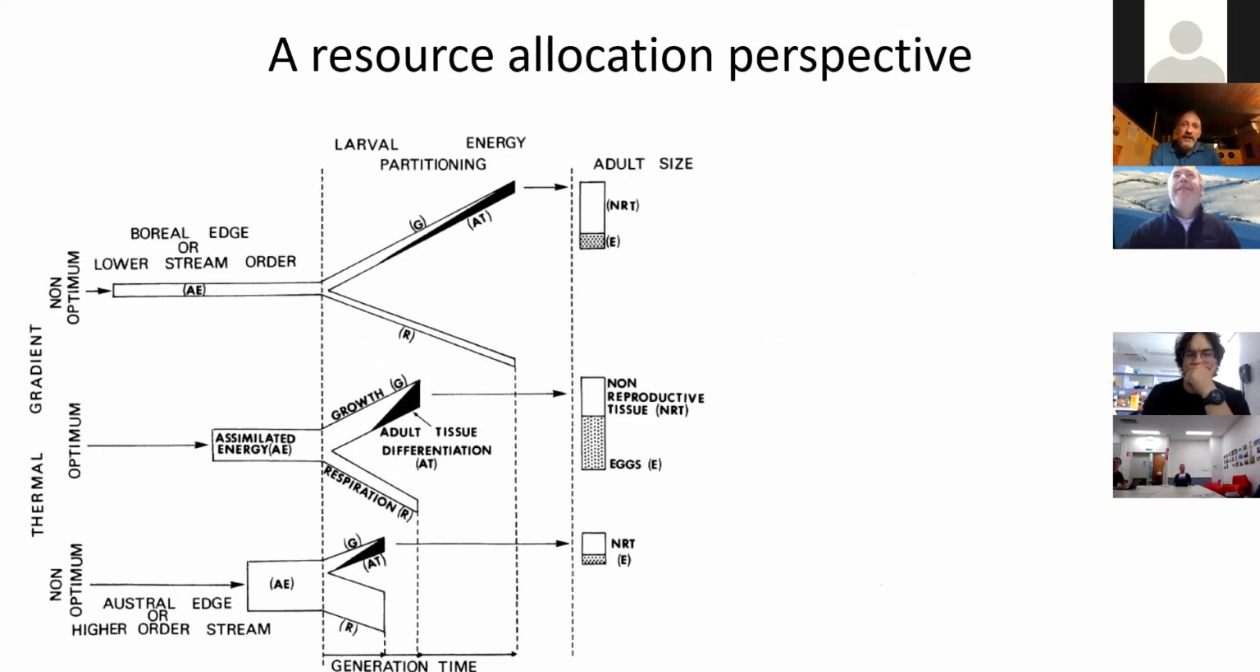They articulated this view of development time and fecundity and fitness in terms of a resource allocation perspective. In the middle, where that optimum temperature is, what they propose is that assimilated energy from the diet is broken up into respiration, which is the cost of staying alive, and then growth, which is further differentiated into adult and egg tissue. Now, when things are hot, if we go down from that middle one to the non-optimum austral edge, what we see is that the generation time shrinks considerably. That respiration piece on the bottom of that fork is a much fatter slice of the animal's assimilated energy, and less is available to grow.